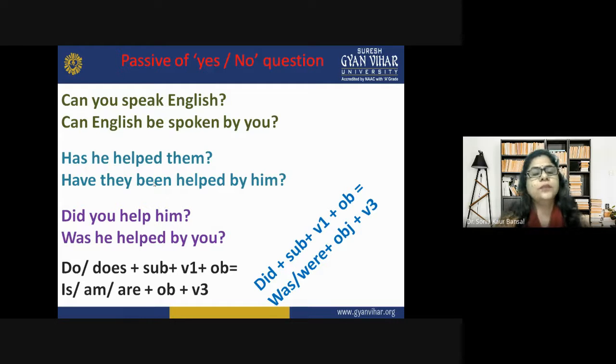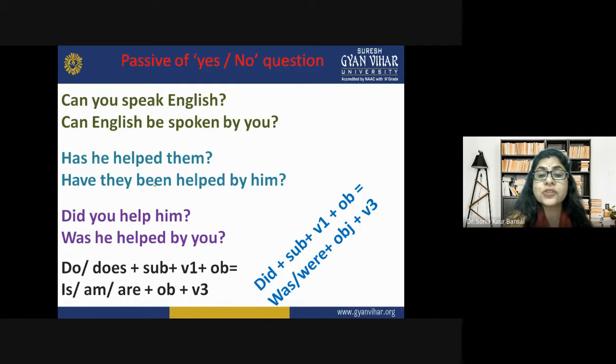Now there are some sentences and you need to change them into passive voice. So just have a very observant look at these types of sentences, how they are converted. Now the first sentence is, can you speak English? Now the focus is really on English. If we are changing this active voice question into a passive voice question, we can ask, can English be spoken by you?